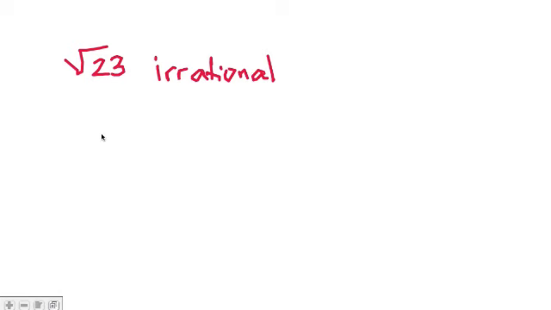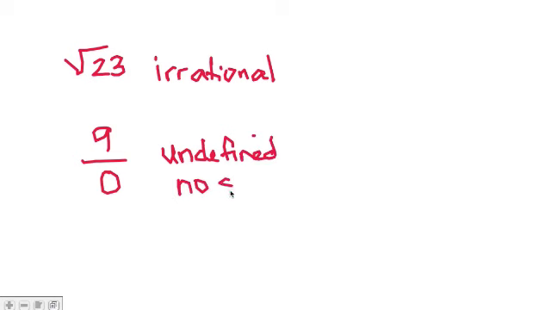It's not perfect. Oh, let's see if you took notes. 9 over 0. What would we call this? We would call it undefined. Undefined, no solution, whichever one you want to use. Okay?